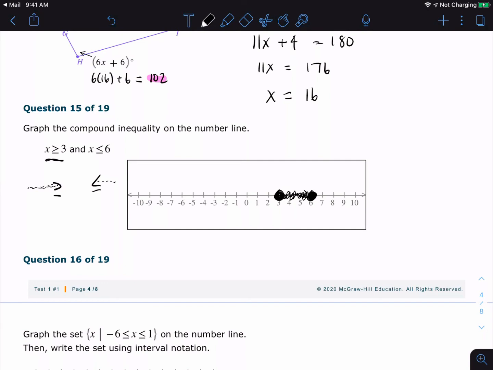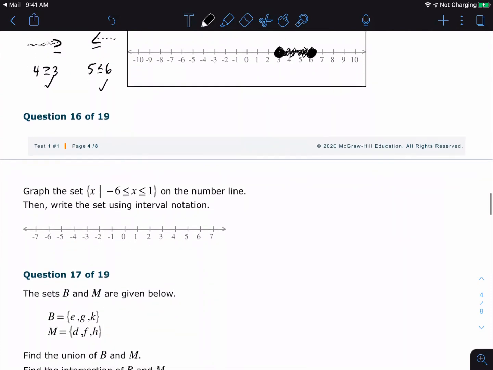Another way to do it is you could have checked. Is 5 less than or equal to 6? Yes, that works. Is 4 greater than or equal to 3? Yes, that works. Okay? All right, let's go on to number 16.